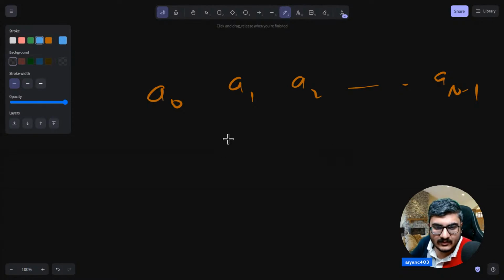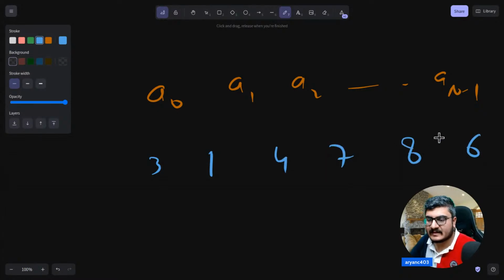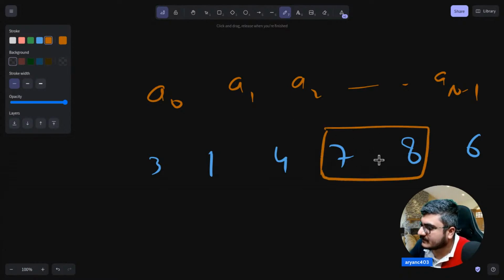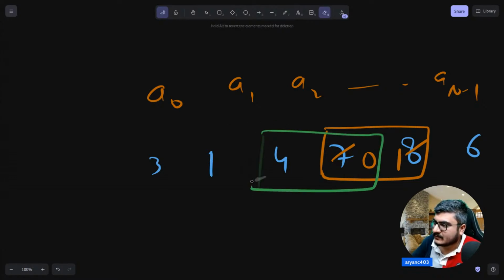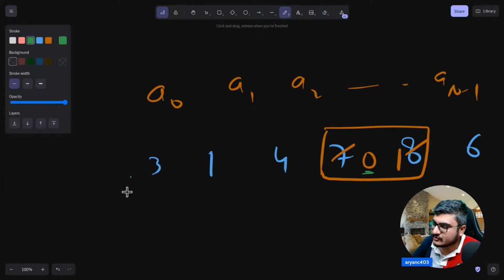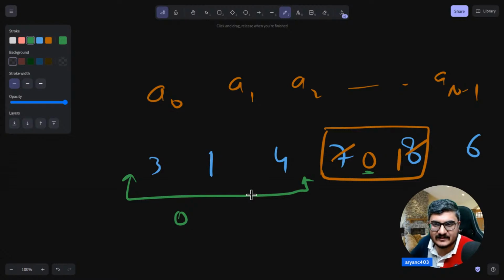Okay, let me pick this one: 3, 1, 4, 7, 8, 6. Let's say we pick this number. What happens after we pick these numbers? We will have to subtract from both, so this number will become 0, this number will become 1. Notice that whenever you apply the operation on this number, nothing happens. Because this is 0, you will also have to make all of these numbers 0 here. You have no other choice, because that's how the numbers would be in non-decreasing order, which means sorted order.